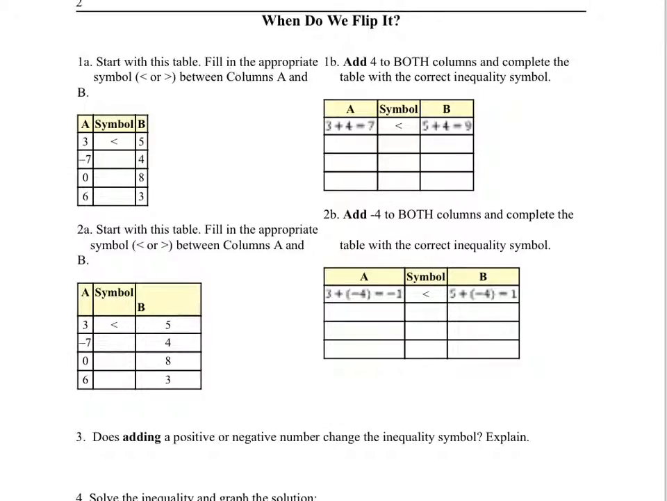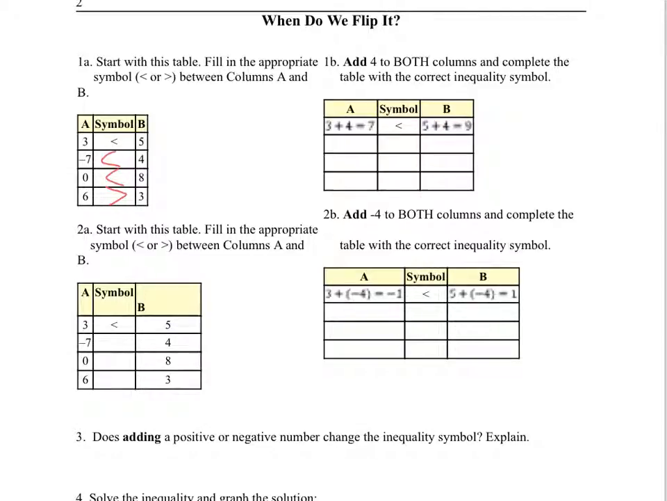So 3 is less than 5. -7 and 4. So we're going to fill in that -7 is less than 4. 0 and 8, well, 0 is less than 8. And 6 and 3, 6 is greater than 3.